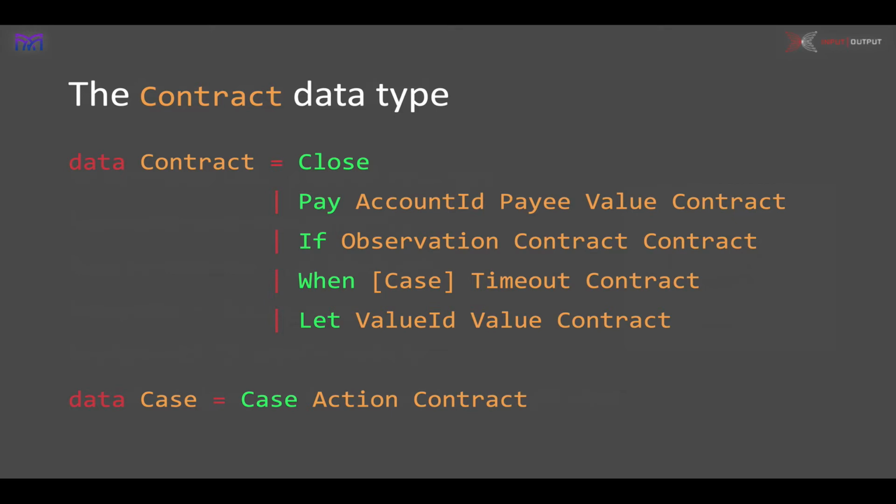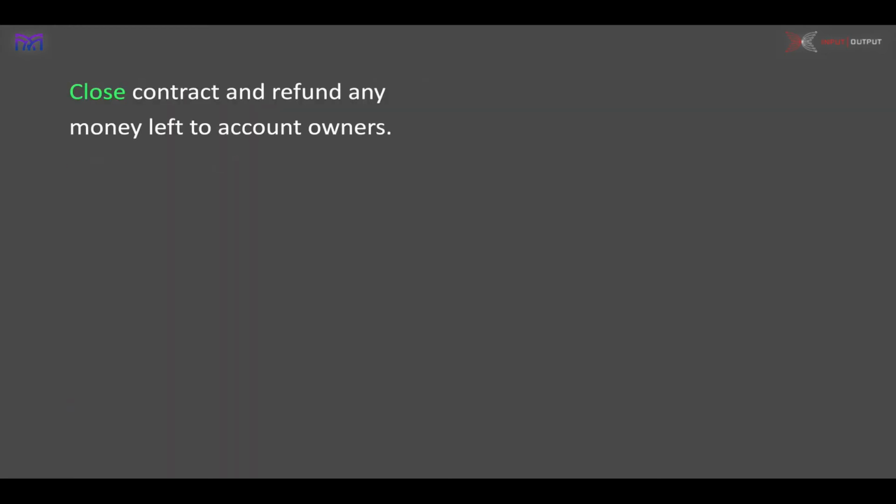But when is the contract that also has a timeout. So the timeout is there to ensure that if none of the actions happens, the contract will continue as the alternative, as the timeout contract. And we're also allowed to give a name to values in contracts using a let. Okay, so let's just talk through those in a bit more detail.